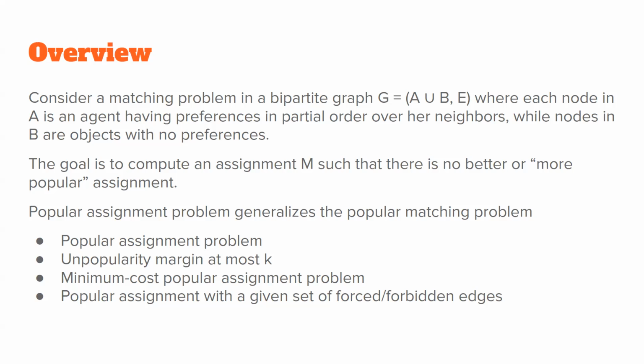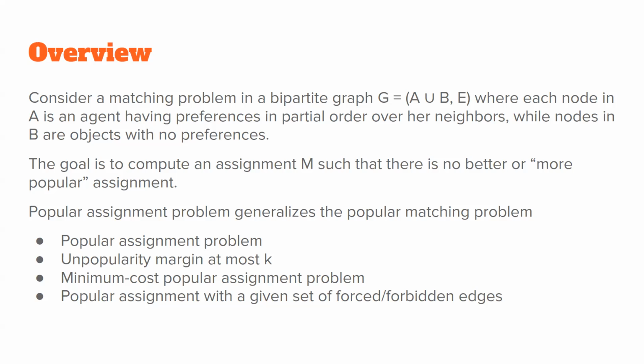Any pair of maximum matchings in G, equivalently perfect matchings or assignments, are candidates and can be compared by holding a head-to-head election between them where agents are voters. We are looking for an assignment of objects to agents, such that every agent is assigned an object. And roughly speaking, there's no assignment that makes more agents happy than unhappy.